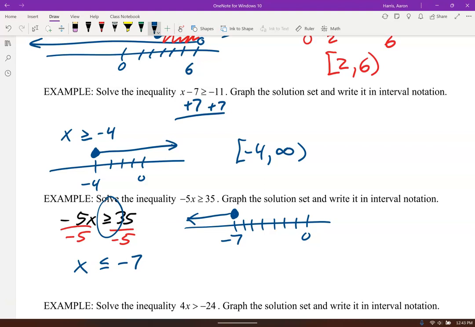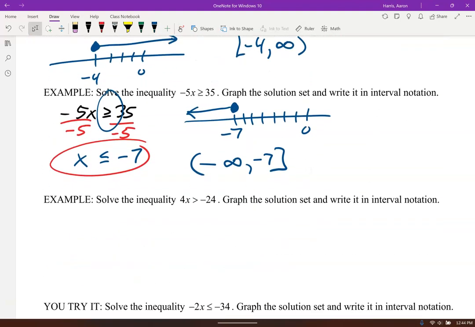Well, if I hadn't switched it, it would have said these are solutions, like including 0, right? Well, 0 is not a solution, because if I plug 0 in, 0 is not greater than or equal to 35. So if I hadn't flipped the sense of the inequality when I divided by a negative, I would have had the wrong solution set. Well, in interval notation, this is negative infinity up to negative 7 with a bracket.